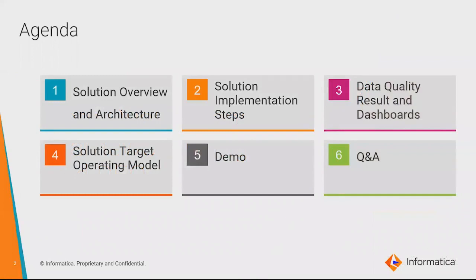Let's go over the agenda for today's session. We will start with the solution overview and its architecture. Next will be the high-level implementation steps for this solution. Then we'll go through sample data quality results, output, and how the data quality dashboards are presented in Axon. After that, we'll go through a sample target operating model for the solution, which will be like a BAU scenario once this whole solution is live and end users have started using it. Towards the end, we will have a demo and then the Q&A session.